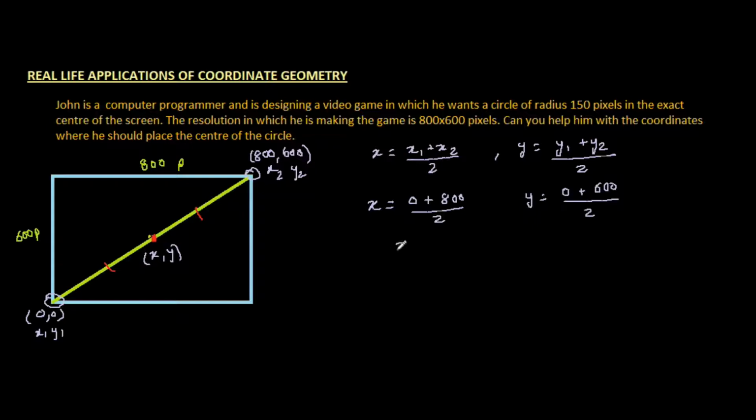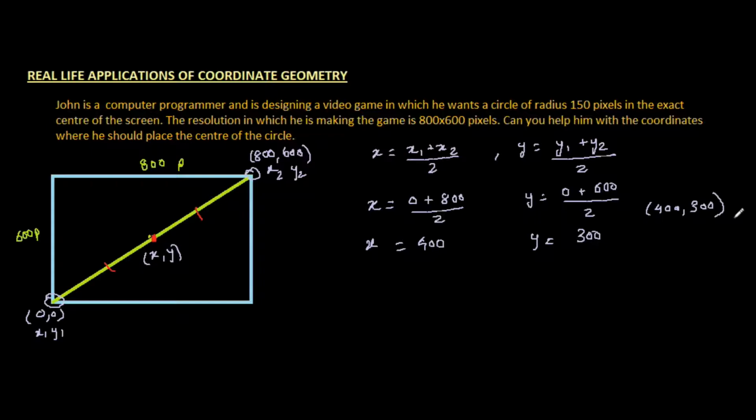So that gives us 800 over 2, which is 400, and y coordinate is 600 over 2, which is 300. So the x coordinate is 400, y coordinate is 300. So the ordered pair that we get is 400 comma 300.